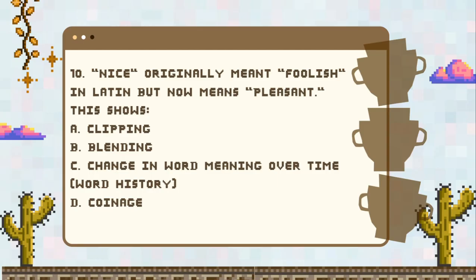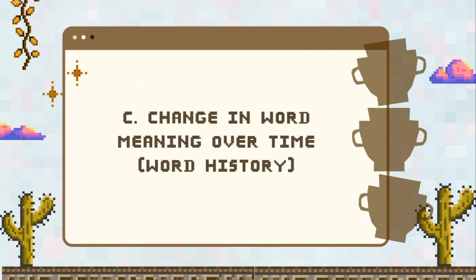change. And last but not least, question number 10. Nice originally meant foolish in Latin but now means pleasant. This shows: A, clipping; B, blending; C, change in word meaning over time, or word history; D, coinage. So which one is the correct answer?